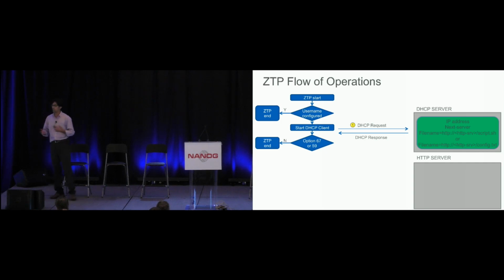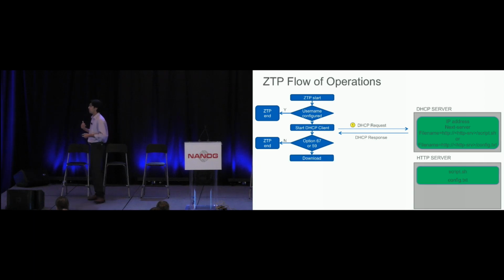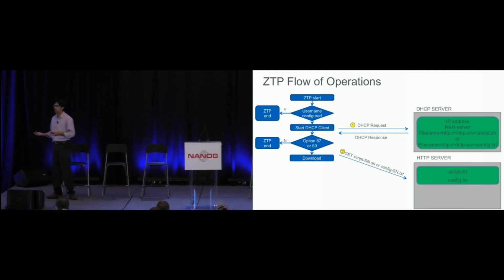If there is no option, it will stop the ZTP right away. If an option comes back from the DHCP server, then it will download the script or the configuration file from the HTTP server, or it could be a TFTP server. We never encourage a TFTP server because TFTP is slow and clear text, so there are so many issues. So we always recommend using HTTP or HTTPS.